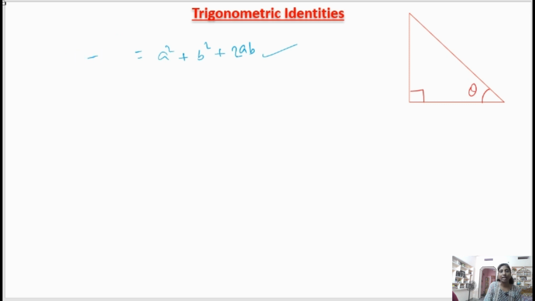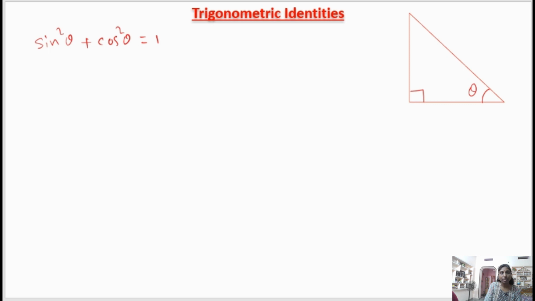Similarly, we have some identities in trigonometry. Those are called trigonometric identities. So let us learn what those are. First one is sin square theta plus cos square theta is equal to 1. It is also an equation, and it is an identity because it is true for all the values of theta, that means 0 to 90 degrees.